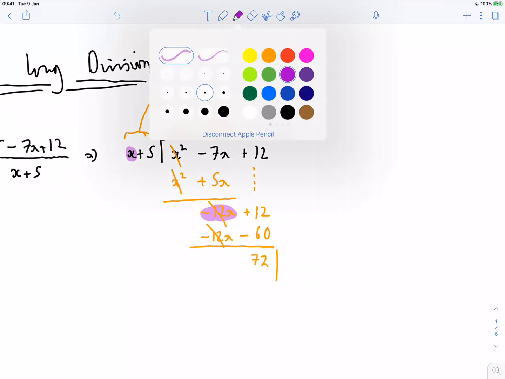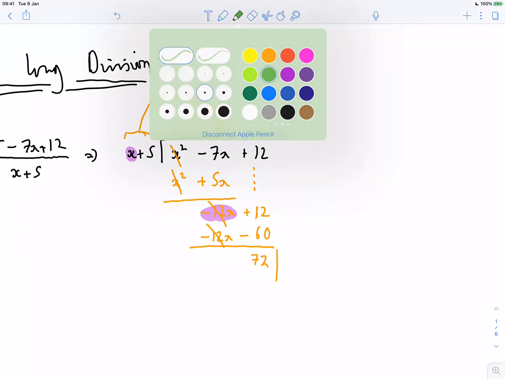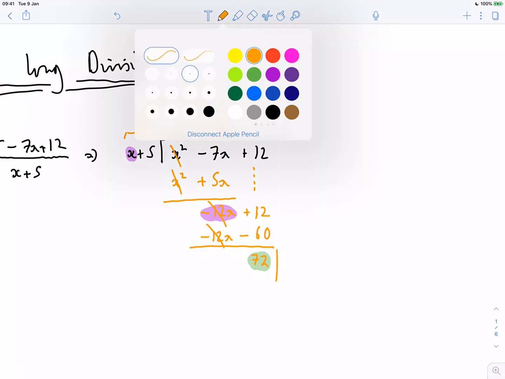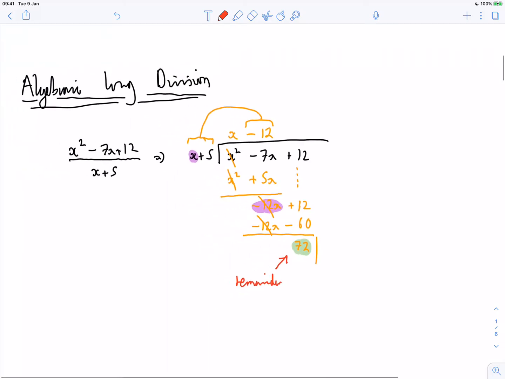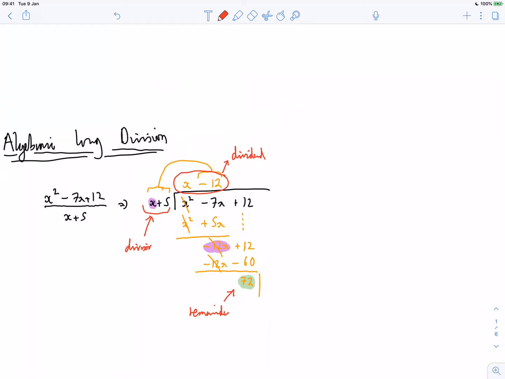Right, now this 72, that is a terrible choice of colour, this 72 is the remainder. The end result is called the dividend. It's what it's been divided up into. And this thing here is the divisor. Okay, I believe that's right.